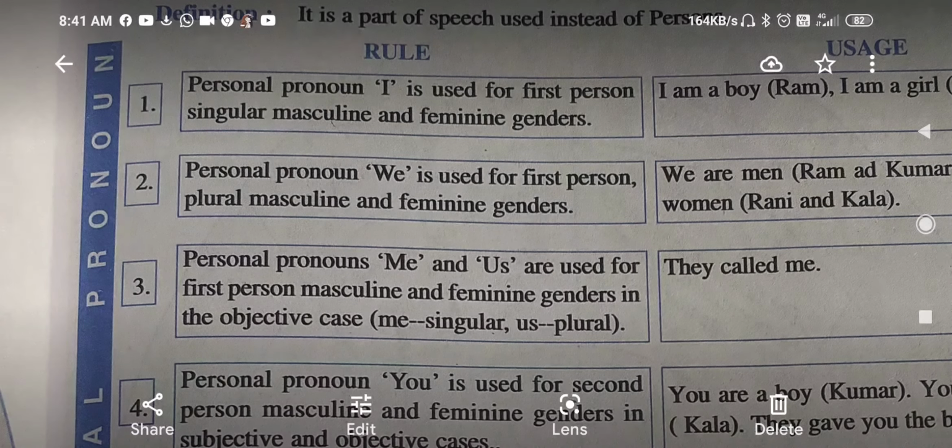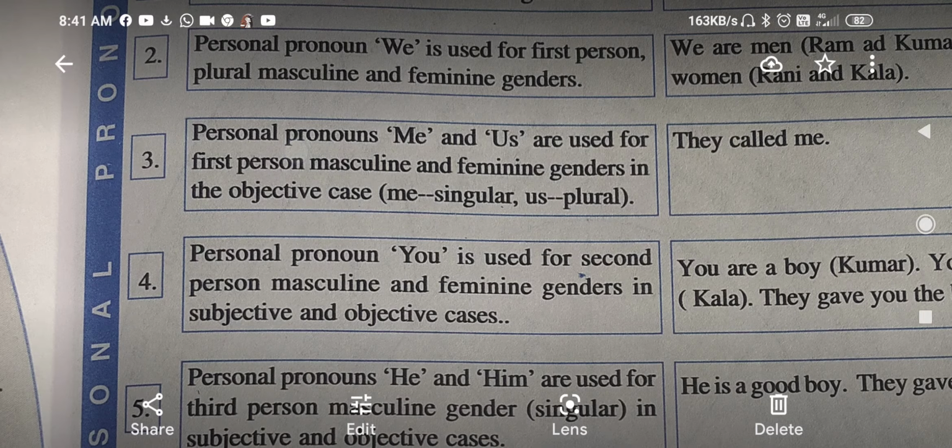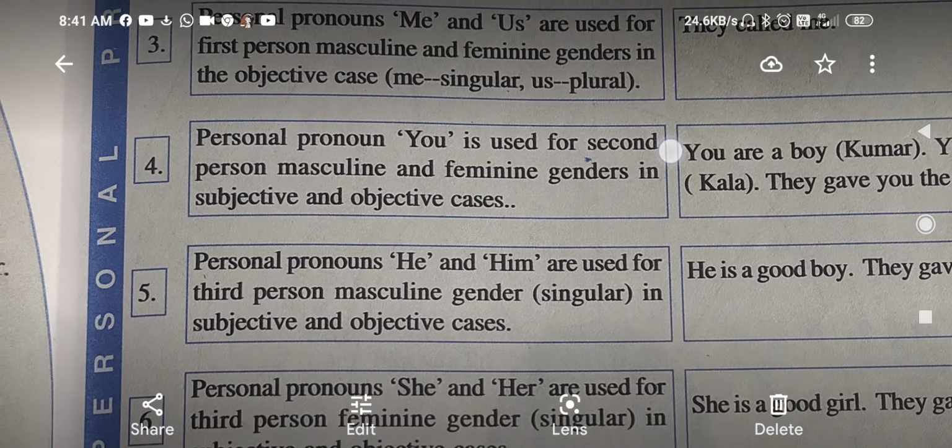Personal pronouns, that is me or us, are used for the first person, both masculine and feminine genders, but in objective case. I have already told you. For example, they called me. In the same way, personal pronoun you is used for second person, both masculine and feminine genders, but in case of both subject and objective cases.